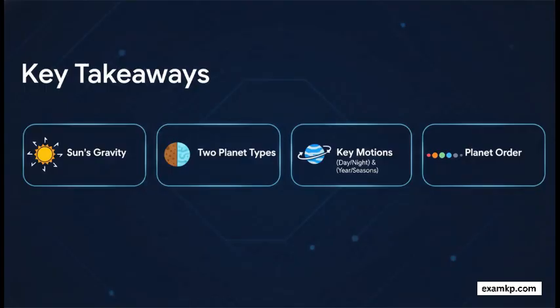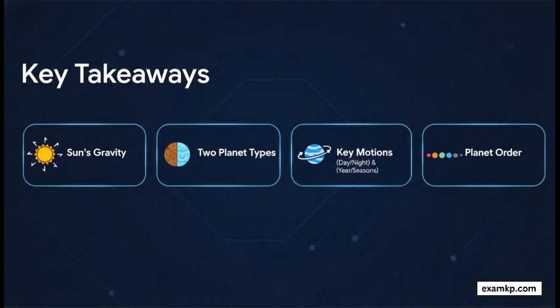Number 1, the solar system is held together by the sun's gravity. Number 2, there are 2 types of planets, the inner rocky ones and the gas giants. Number 3, you must know your key motions. Rotation causes day and night, while revolution causes the year and seasons. And finally, the order of the 8 planets is something you absolutely must memorize.